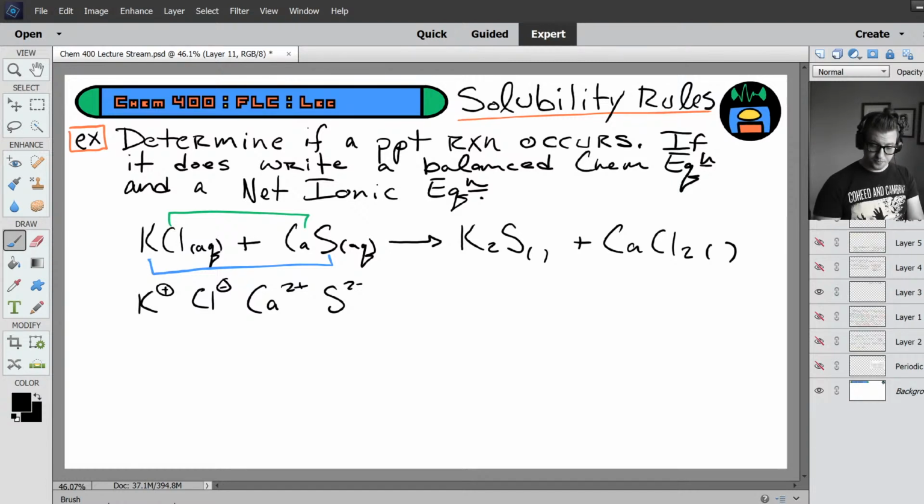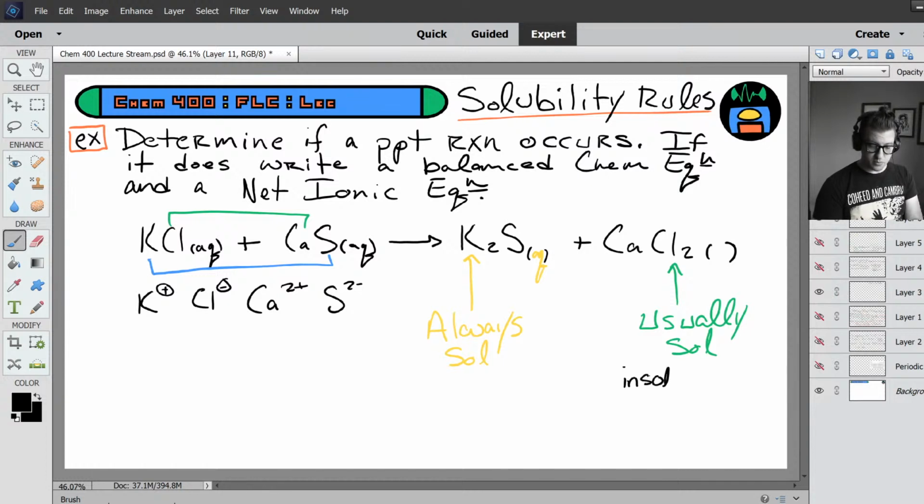All right, now, potassium is always soluble. That means that it doesn't matter what it's paired with, it's automatically aqueous. Chloride is usually soluble. And again, we've got to remind ourselves what it is insoluble with to see if this will be a solid or an aqueous compound.